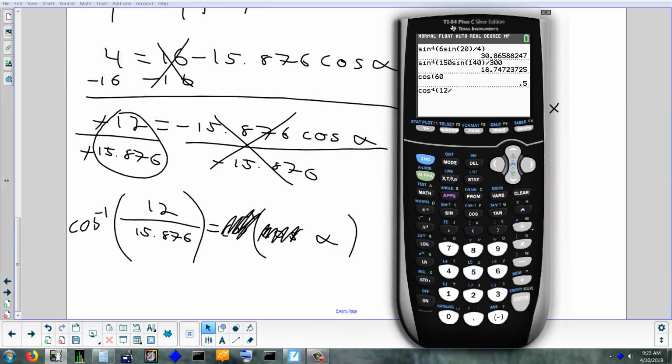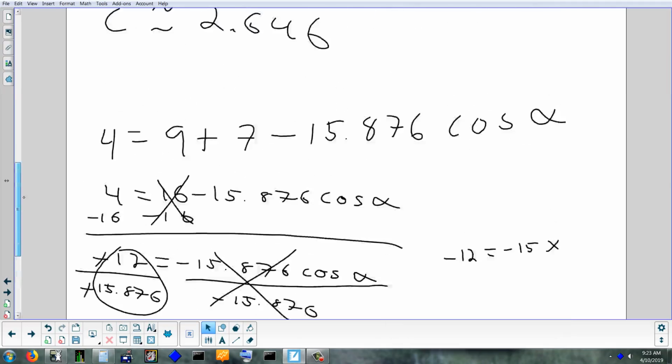All right, so second inverse cosine, 12 divided by 15.876. Doesn't really matter if you close the parenthesis at the end because there's nothing else coming after it. If we're going to round to 3 decimal places, technically that's 40.900. It would round up. It's 40.900.